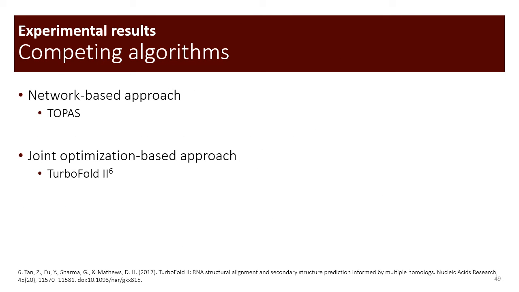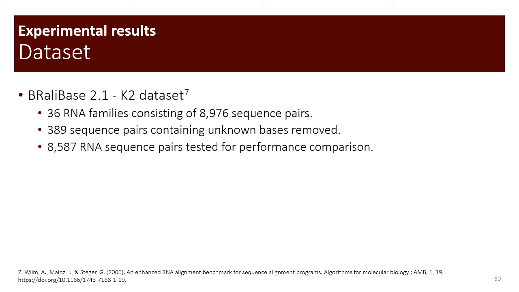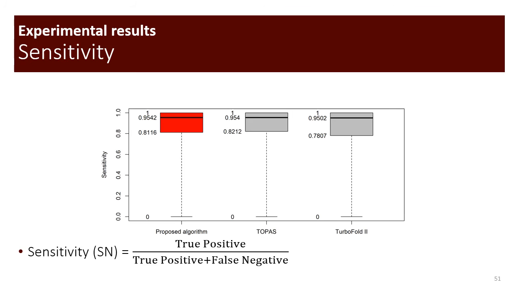For the performance comparison, we selected 2 algorithms. The first is the best and unique network-based approach, Topaz, and the second is TurboFold 2, which is one of the best algorithms based on joint optimization. We used the BRAliBase 2.1 K2 dataset, which is the golden benchmark dataset for comparison of structural alignment algorithms. After pre-processing, we had about 8,500 RNA pairs.